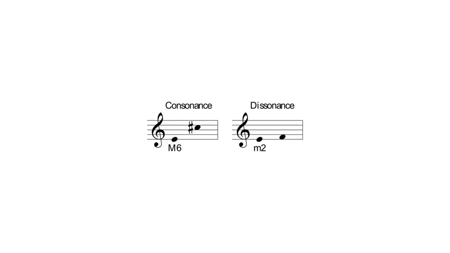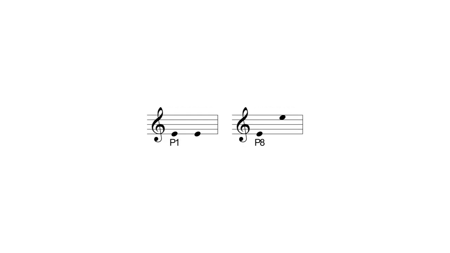Here is an example of a consonant interval and an example of a dissonant interval. Hear that the consonant interval is sweet and the dissonant interval is rough. Consonance and dissonance are not mutually exclusive, but instead exist along a gradient.